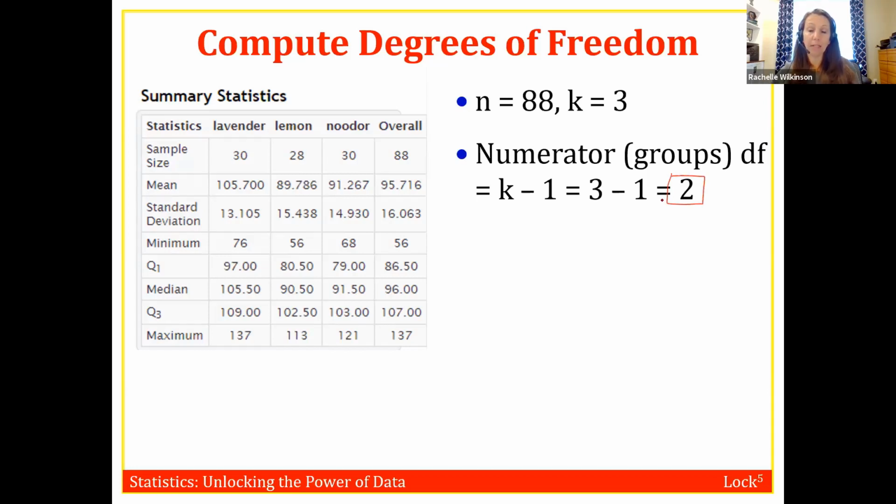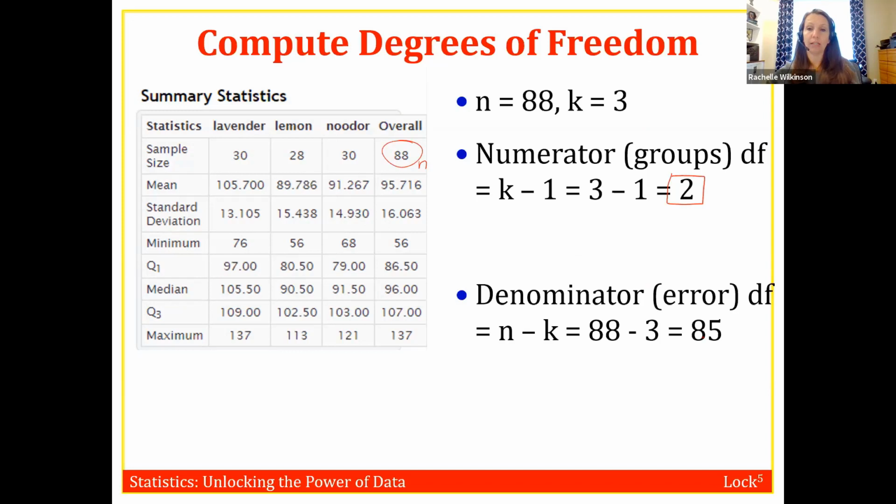For my denominator degrees of freedom, we're going to have n minus k. So n is 88. We can see that. Here we go, here's the overall number. So this is my n. And the number of groups being compared was 3. So I'm going to have 88 minus 3, which is 85. So I have 85 denominator degrees of freedom.